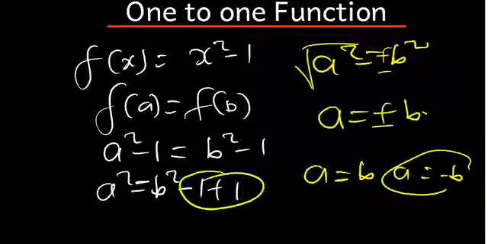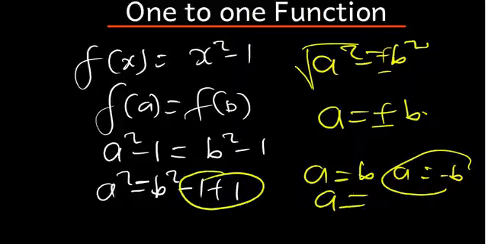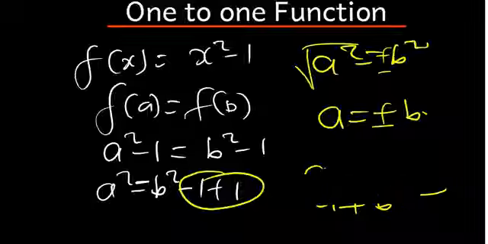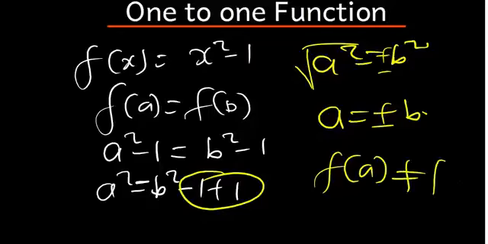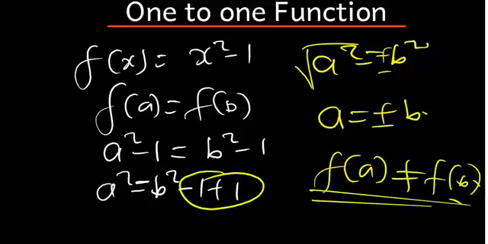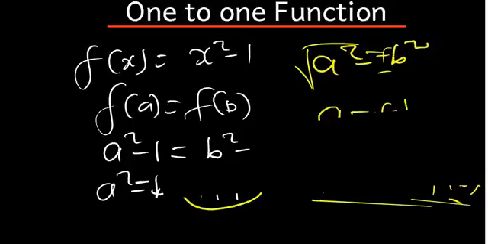Okay, so this function is not one-to-one because a is not equal to b. So you say after reaching this stage, you know that a is equal to plus or minus b. Then you're going to say that this function is not one-to-one since f of a is not equal to f of b. As simple as that. Okay, so let's have another example.